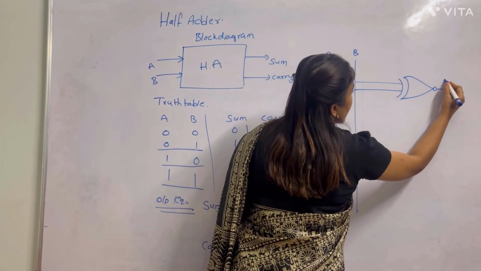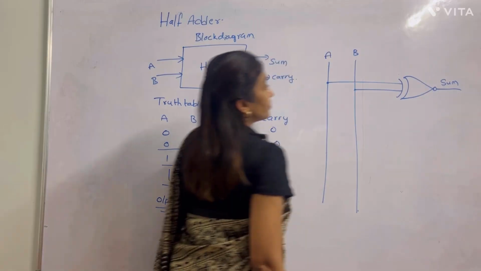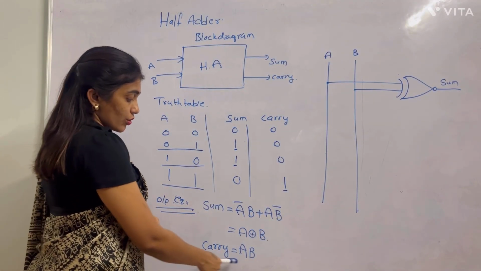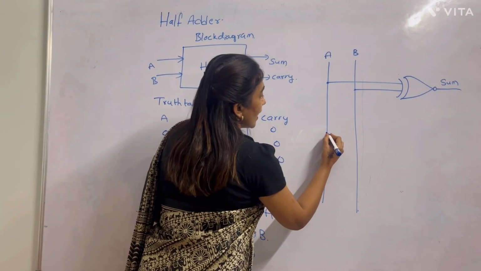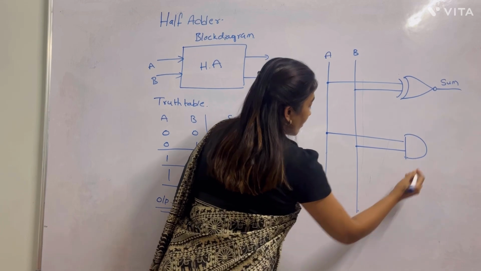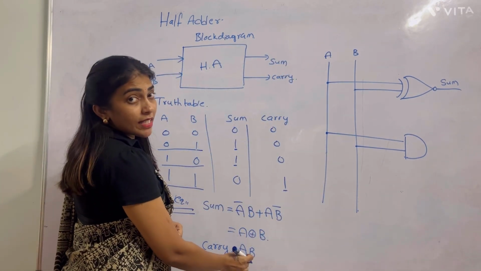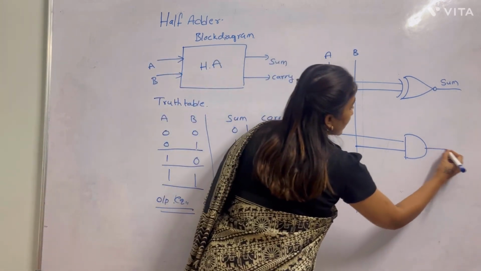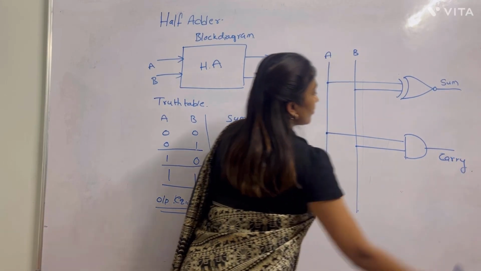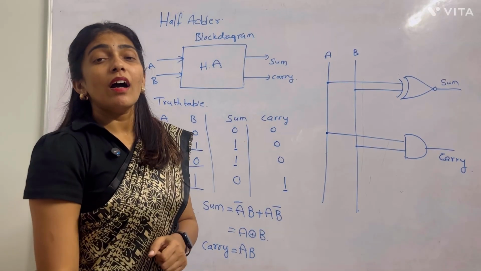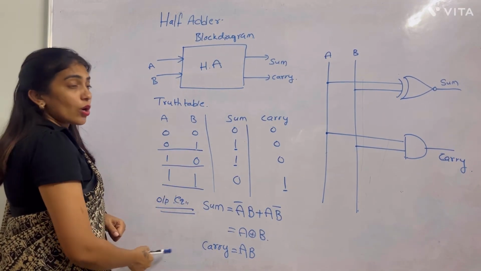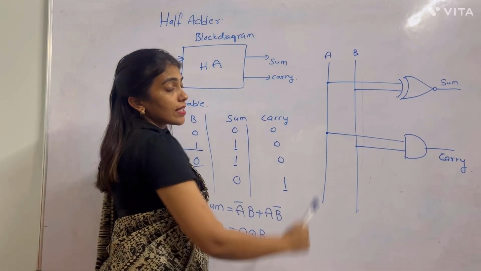Now this is the output of sum. Next, finish the carry one. Carry equals A into B. Simply, A and B are combined with which gate? A into B. Into means AND gate. So this is the output for carry. So in this way we build the half adder: first step is the block diagram, then truth table, logic expressions and the logic circuit.